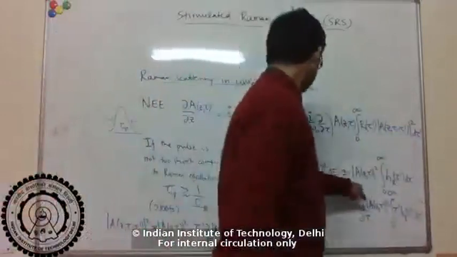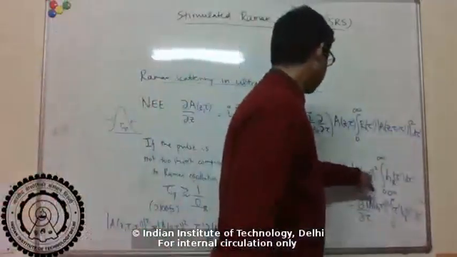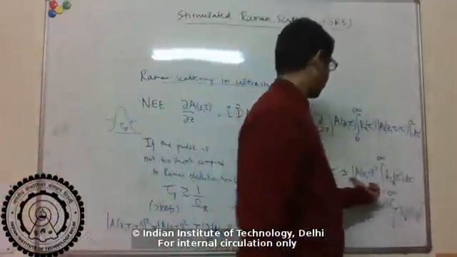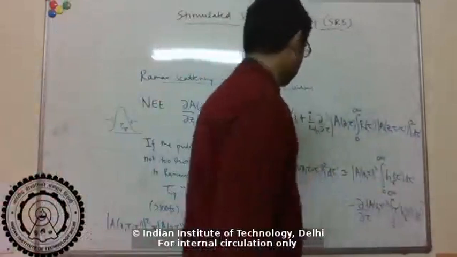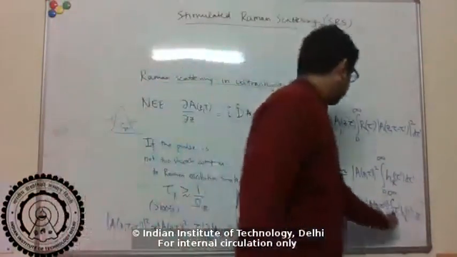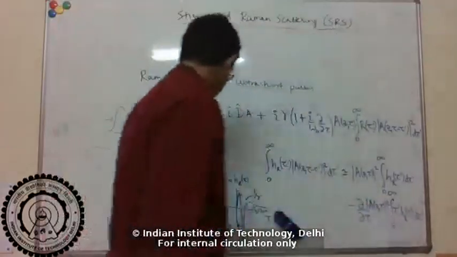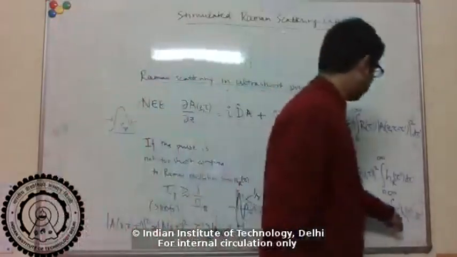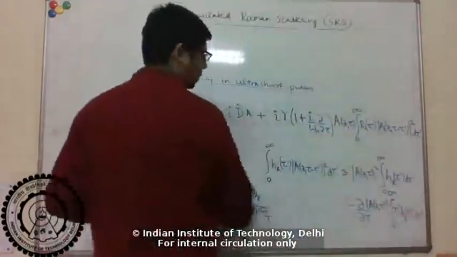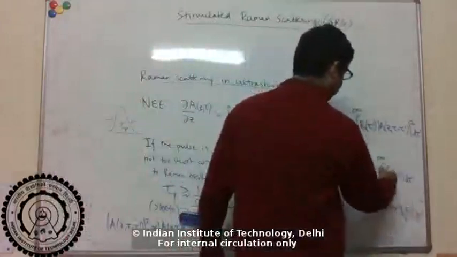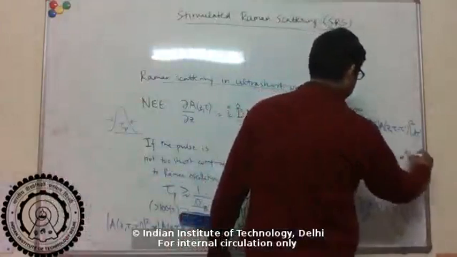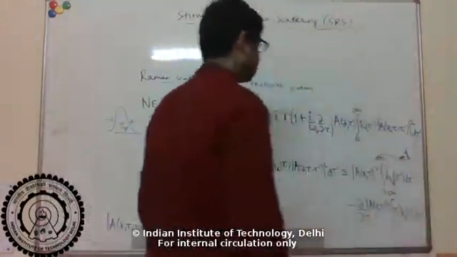The first term is A at tau, and the integration is over tau prime, so I can just take A outside the integral. The second term has d over d tau of A of tau, which I can also take out of the integral, and tau prime will remain inside the integral. Typically this response function is normalized such that the integral of hR from 0 to infinity is 1.